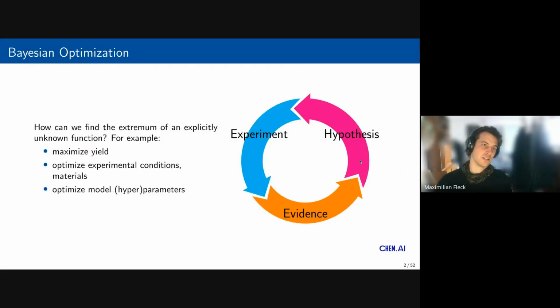So, Bayesian optimization. The main question we are facing comes from working with experimentalists and supporting them in the lab to optimize their experimental design. So we are using those tools in practice. We are not purely theoretical here. The main question we want to answer with the help of Bayesian optimization is usually how can we find the extremum of an explicitly unknown function? For example, in most of our cases, it's about maximizing the yield of an experiment.